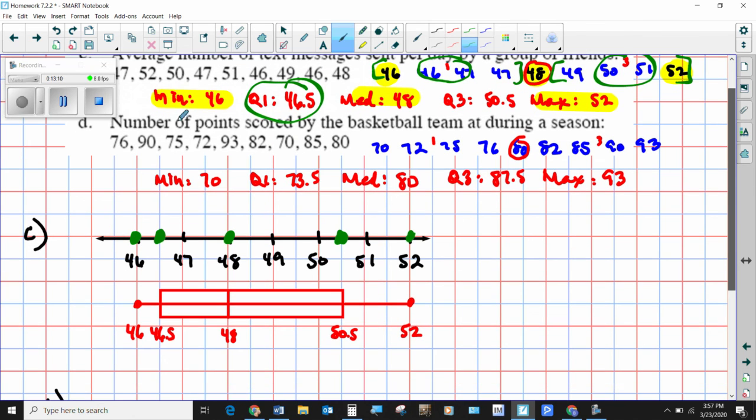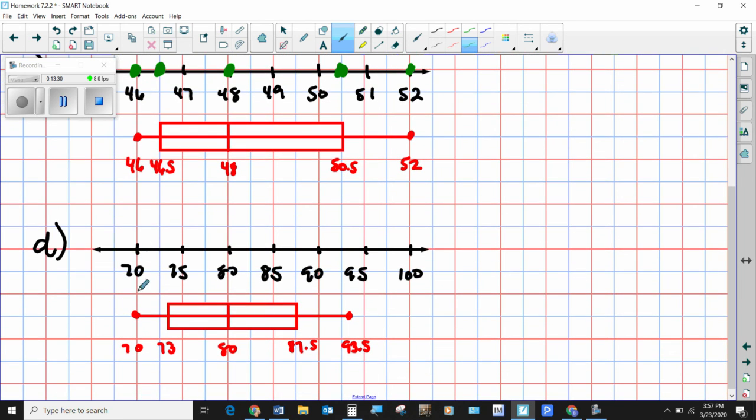For the second set of data, number of points scored by a basketball team, same idea. Here's your median. You've got your minimum, you've got your maximum. Your first quartile is the average of 72 and 75. Your upper quartile, third quartile, is the average of 85 and 90. Plot those points on a number line, directly below. And I decided to count by 2.5s, but I just numbered every 5. And then you just plot those numbers in where you think they should go and box in the interquartile range, and you've got your box plot.